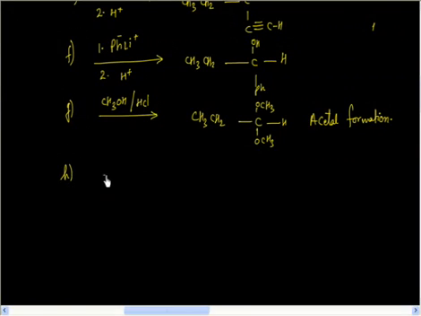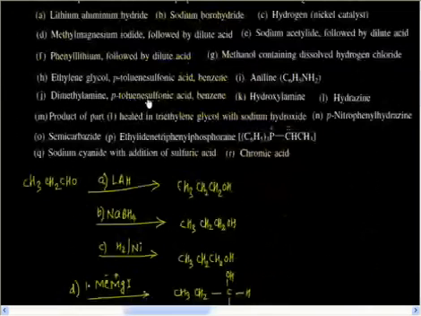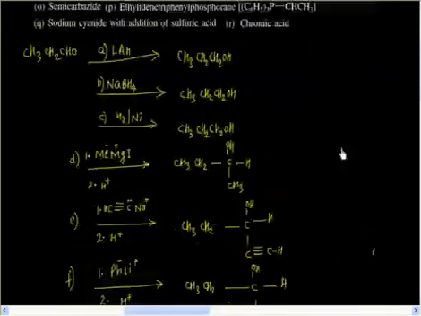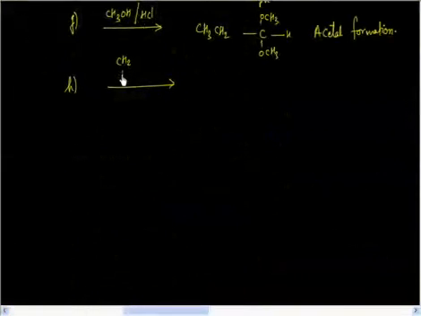Now let us say H. What is the reagent this time? This time the reagent is ethylene glycol, para-toluenesulfonic acid and benzene. Ethylene glycol is CH2OH CH2OH, and the rest of the thing is basically acid, H plus. Now this is again a hemiacetal formation, and then further an acetal formation.